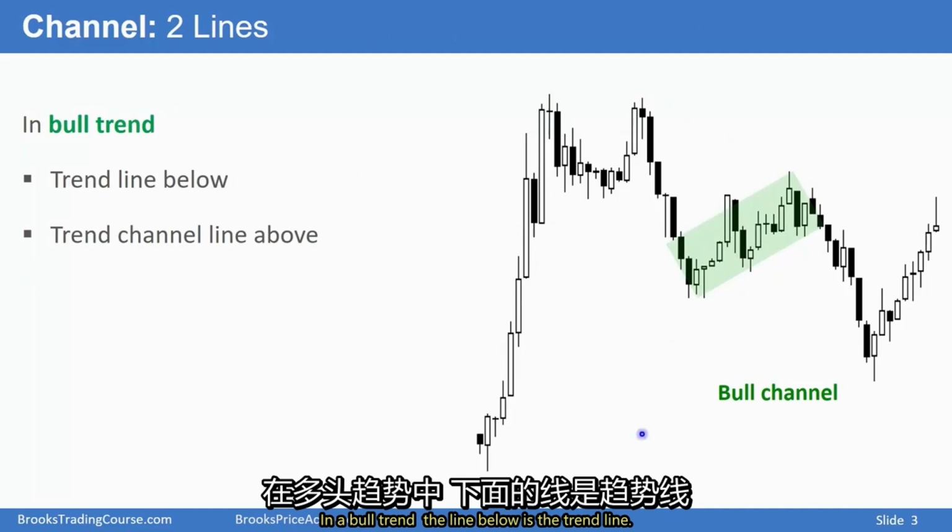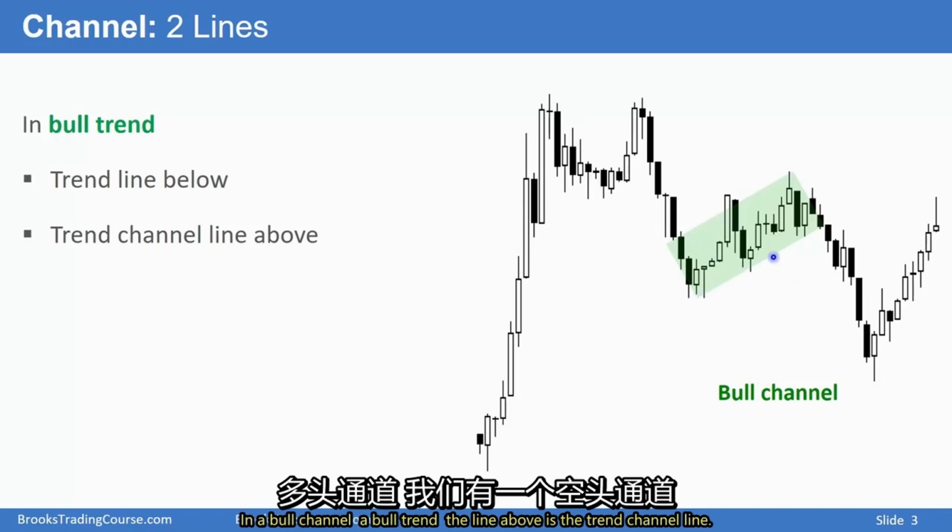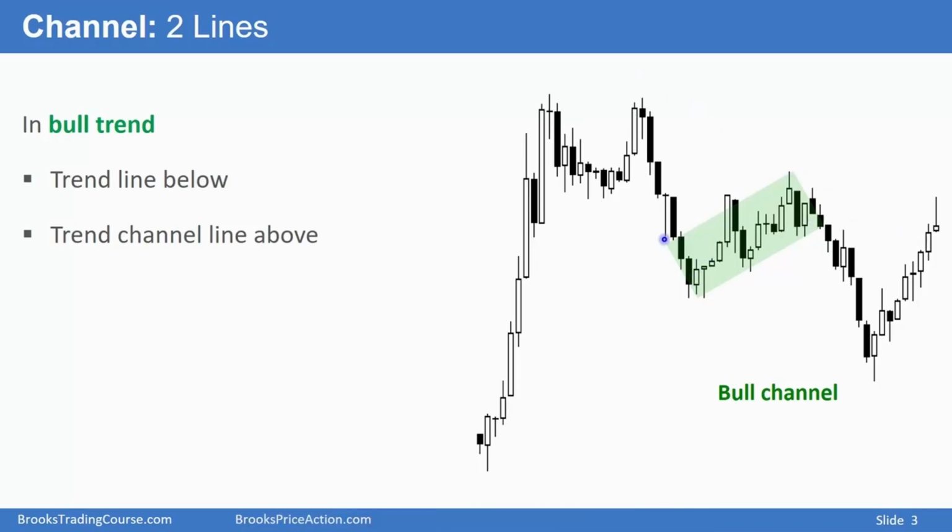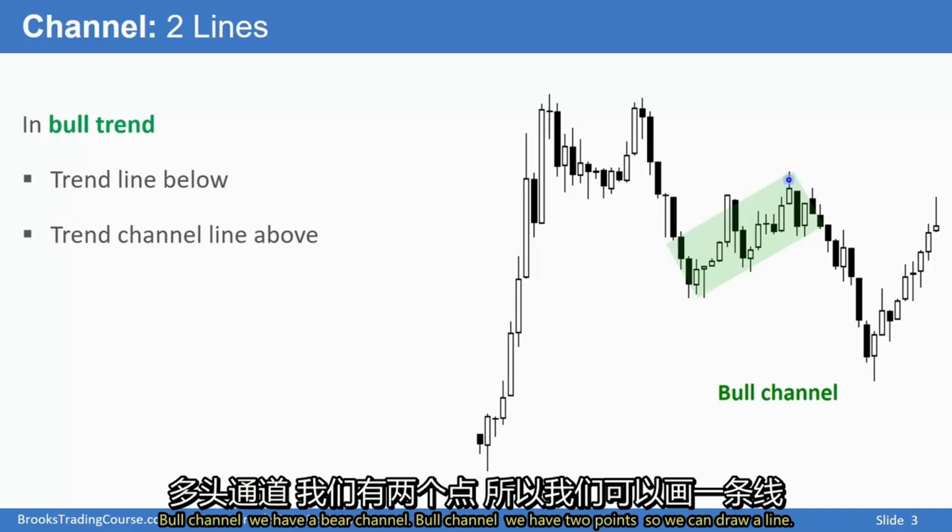Let's look at this bull channel for a second. There's a line below and a line above. In a bull trend, the line below is the trend line. In a bear trend, the line above is the trend line. In a bull channel, a bull trend, the line above is the trend channel line.